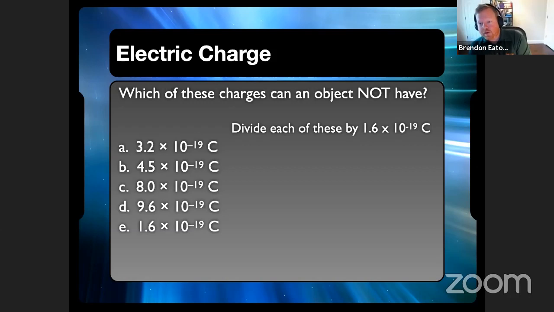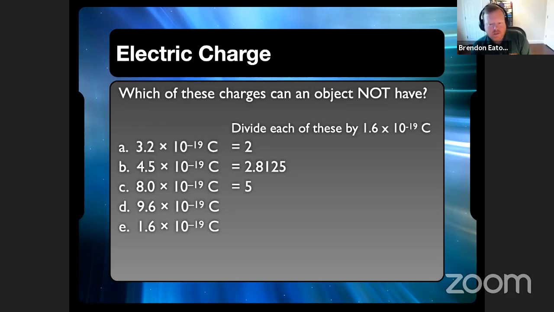So if I do the work on this, the first one tells me I have 2 extra electrons, and the second one's going to be 2.8-ish. If you put that in the calculator, since 10 to the negative 19th cancels, you can just do 4.5 divided by 1.6, and you get about 2.8. If you take 8 divided by 1.6, this one typically tricks my students up. They think that it's not going to be divisible by 1.6, but 1.6 actually goes into that 5 times. So that would be 5 extra electrons or 5 fewer electrons than there are protons, depending on the sign of the charge.